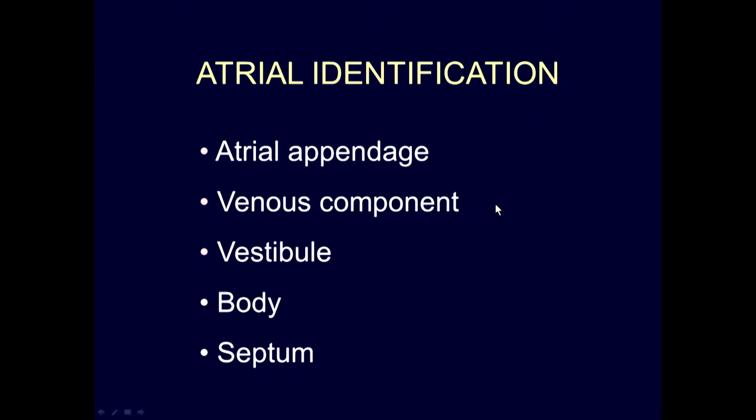The first step is identification of atrial morphology. The atrium has several components: atrial appendage, venous component, vestibule, body, and septum. But the most constant component is the atrial appendage. Other components are variable.